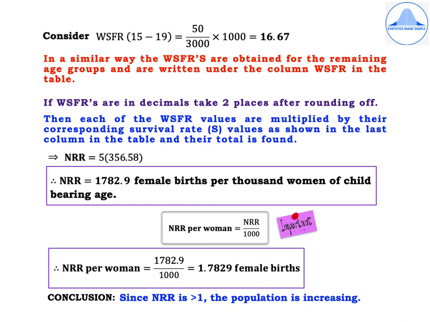And if we want to find out NRR per woman, it will be NRR divided by 1000, which is equal to 1782.9 divided by 1000, which is equal to 1.7829 female births. So the conclusion for this problem will be, since NRR is greater than 1, the population is increasing.